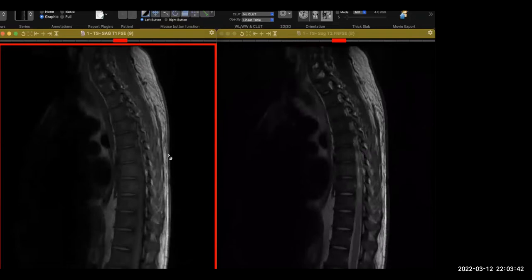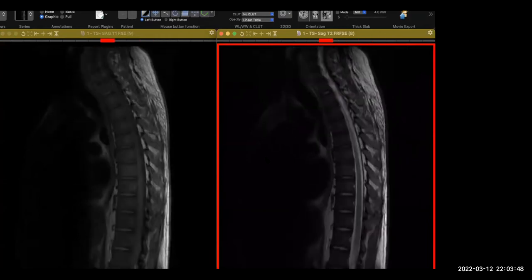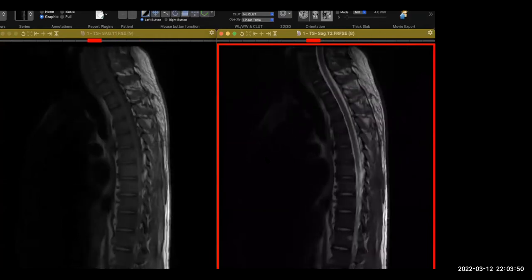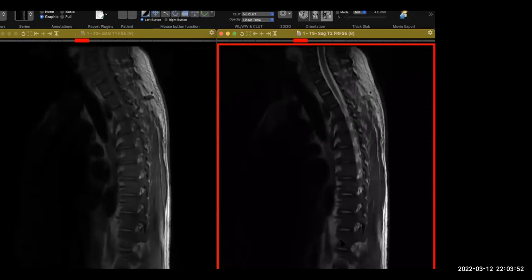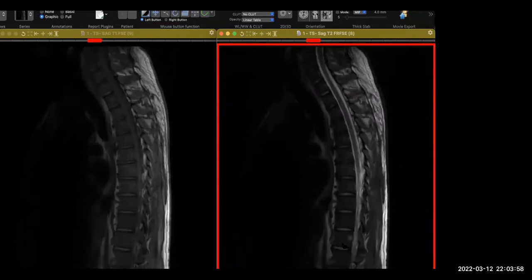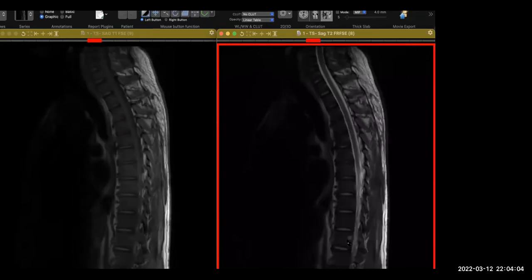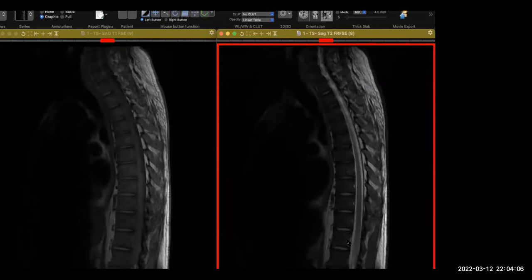Subcutaneous tissue appears normal. The descending aorta appears normal. There is a hyperintense area seen in the lower thoracic vertebrae at one level, which is hyper on both T1 and T2, probably just a benign hemangioma.